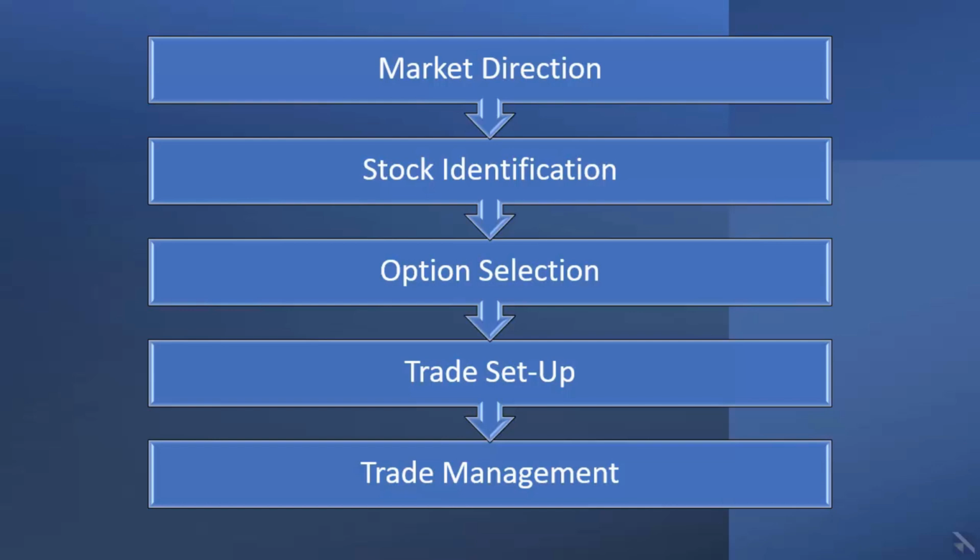We identified market direction. I looked at the homepage of VectorVest. Stock identification: I did a unisearch scan to find some of those great stocks. Option selections: I showed you some of the things like overpriced options. I looked at the graph. I looked at probabilities. I wanted to make sure that we had a lot of room to operate.